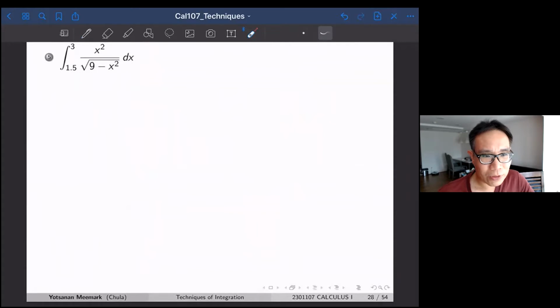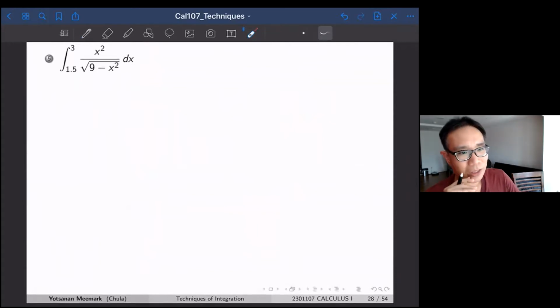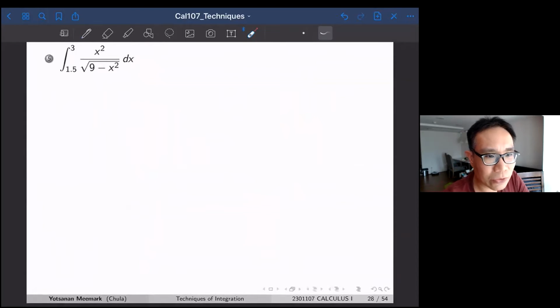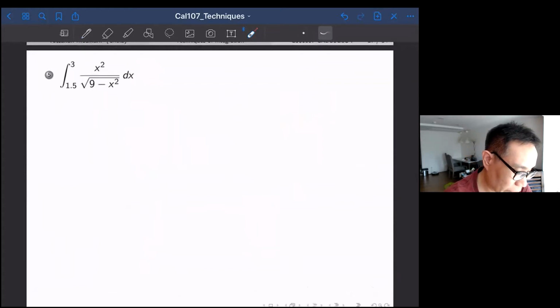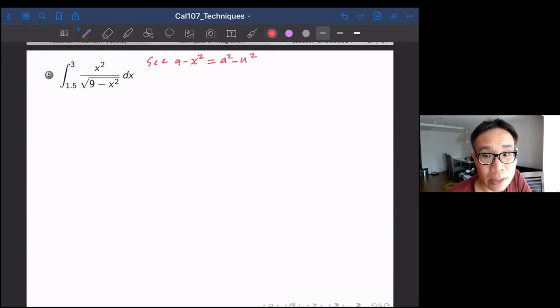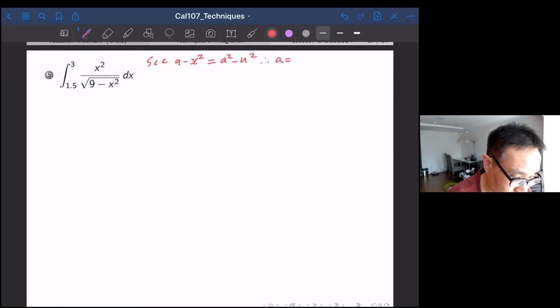So for the next one, you're gonna have to integrate from 1.5 to 3 of the square root of 9 minus x squared dx. Okay, so let me go step by step with you. The thing that you see is 9 minus x squared. So this one will be a squared minus u squared, where a equals 3 and u equals x.